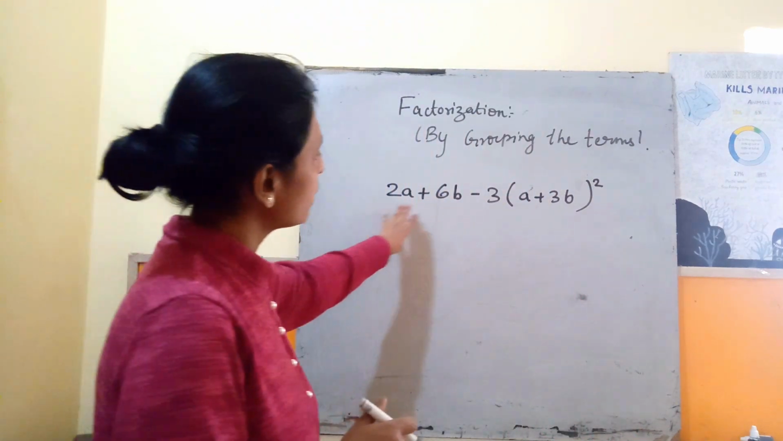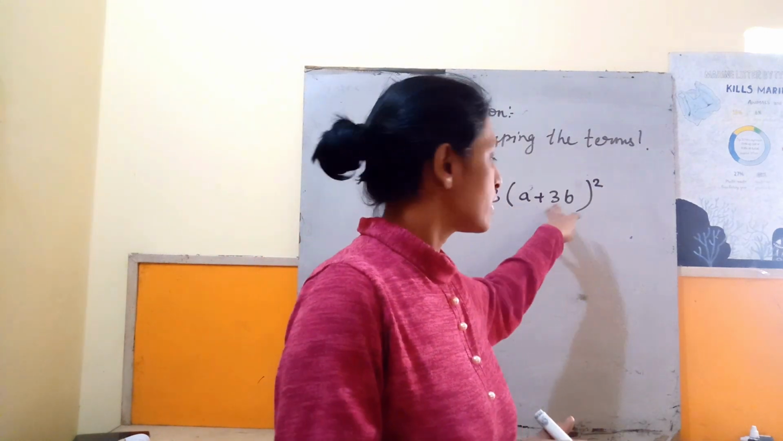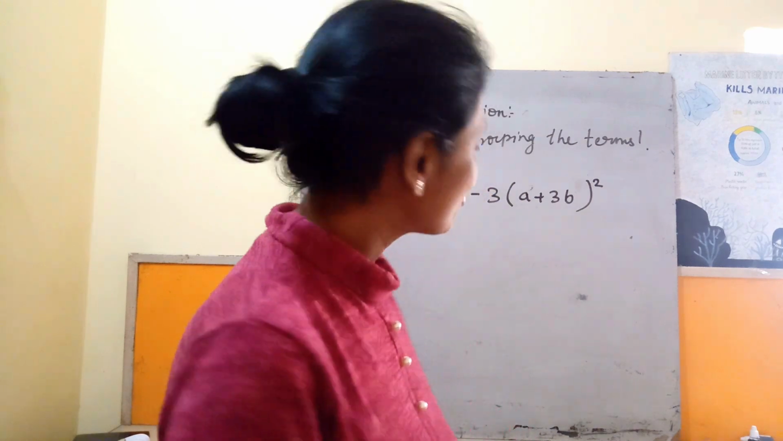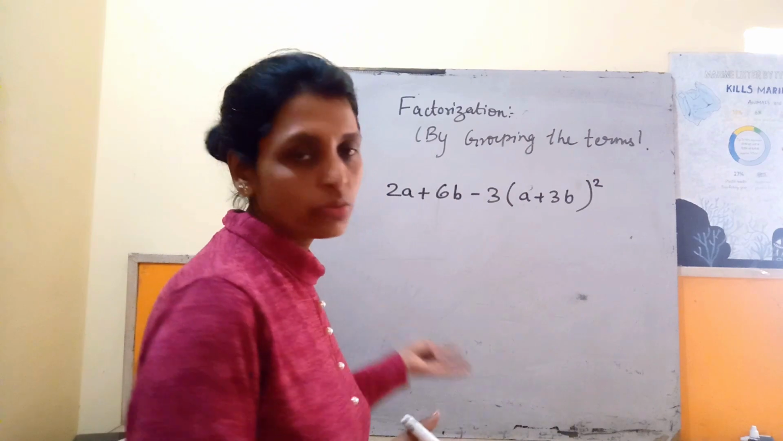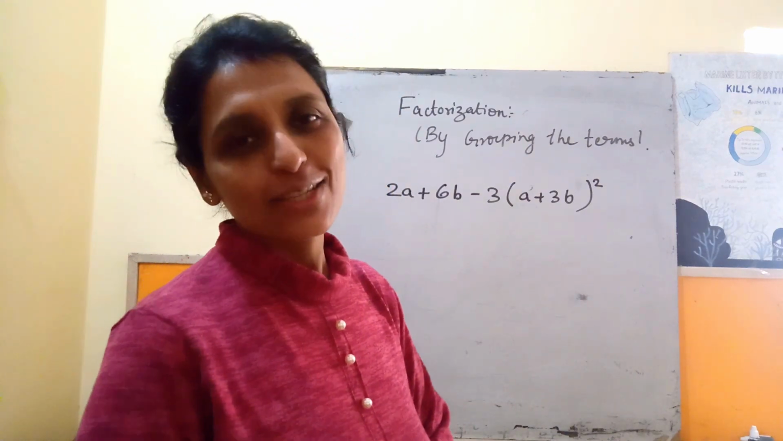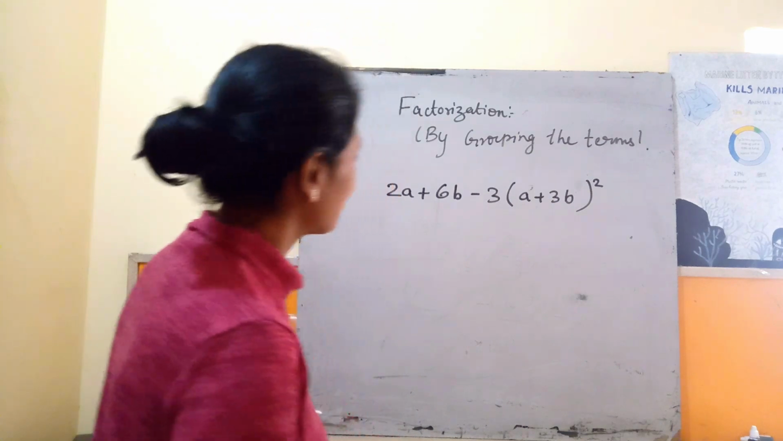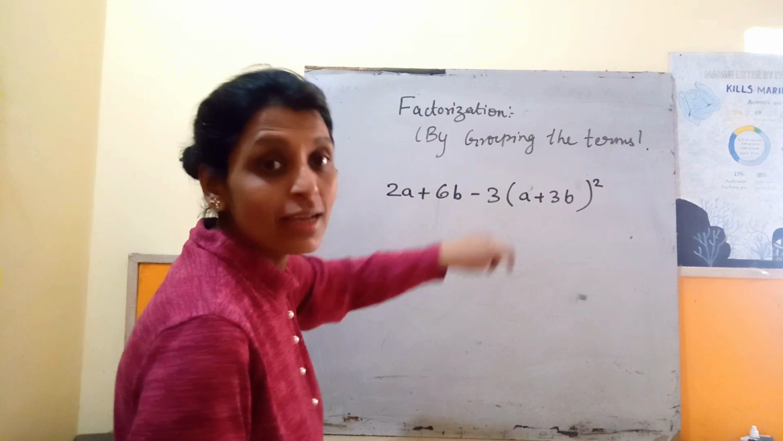So I have got this question: 2a plus 6b minus 3 times (a plus 3b) whole squared. Let's see how to factorize this given algebraic expression. This question seems to be hard, but it's quite easy to solve. First, the first two terms are 2a plus 6b.